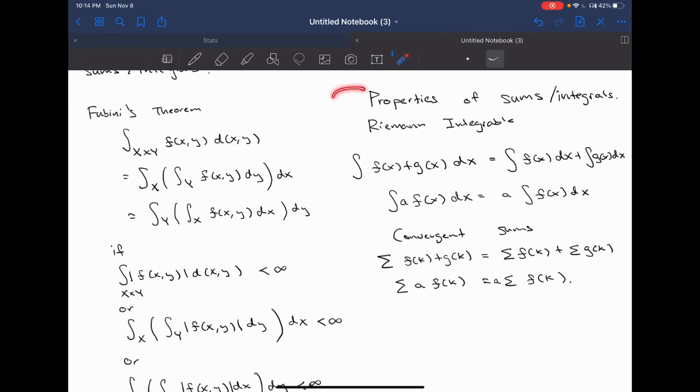And to prove linearity of expectation, we're going to use some properties of sums and integrals. These are pretty general, so you've probably seen this and probably Fubini's theorem in your calculus class. But if you haven't, I'm not going to explain this, but you should just look over this.